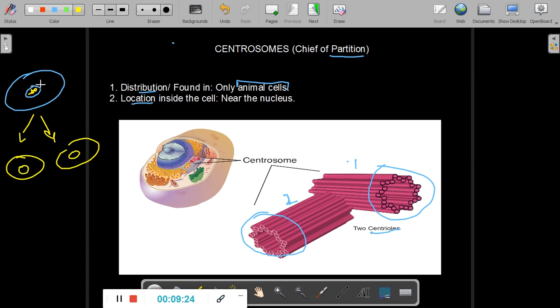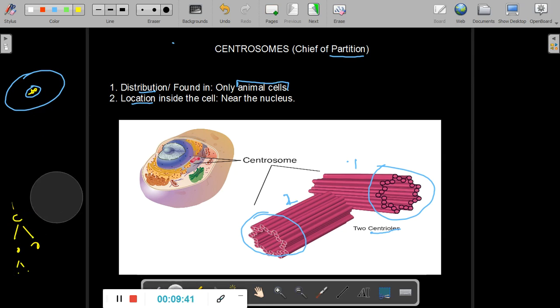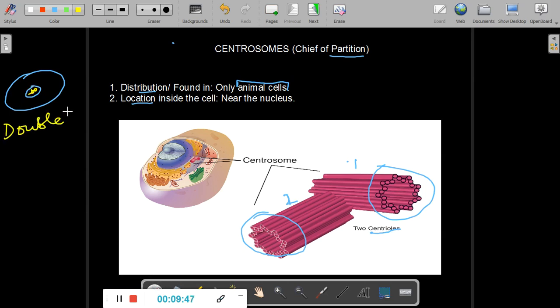But if this cell divides, it will make two smaller cells. If this cell divides, it will make again two smaller cells. If these cells divide, they'll make even smaller cells. If these cells divide, it will make two tiny cells. It doesn't happen so. So how do cells divide? Before division, the cells double up. They double up the amount of everything they have.